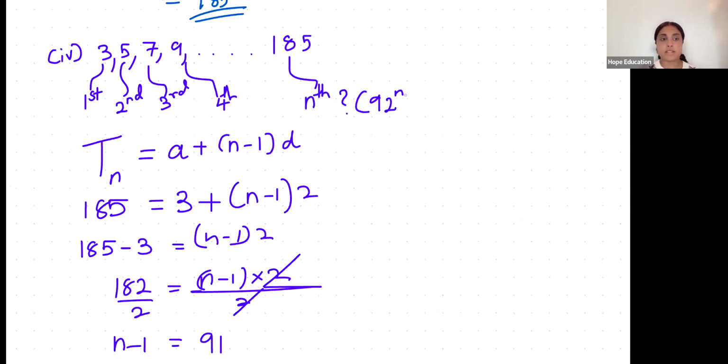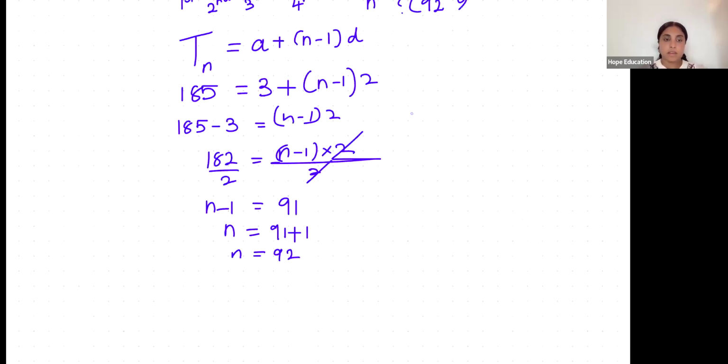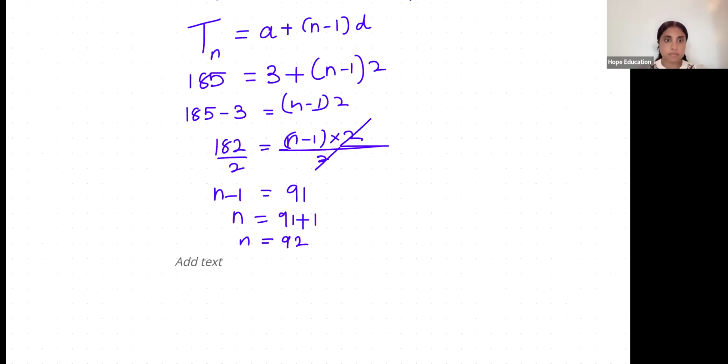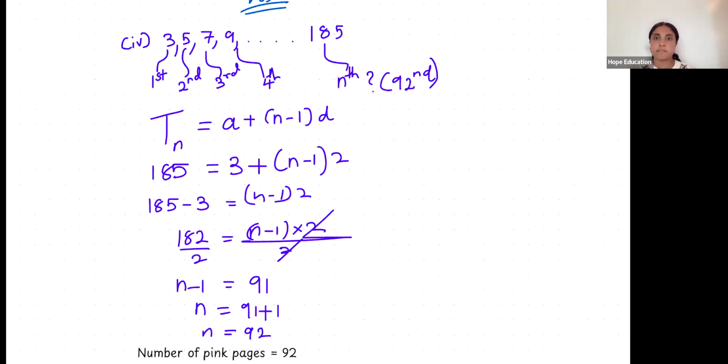That means how many pink pages are there? 92 pink pages. Is that clear, Lamai? So it's a pretty interesting question. I think you understood. But it's quite interesting. These are the type of questions that they could ask at the exam. That's why I specifically wanted to try this question.